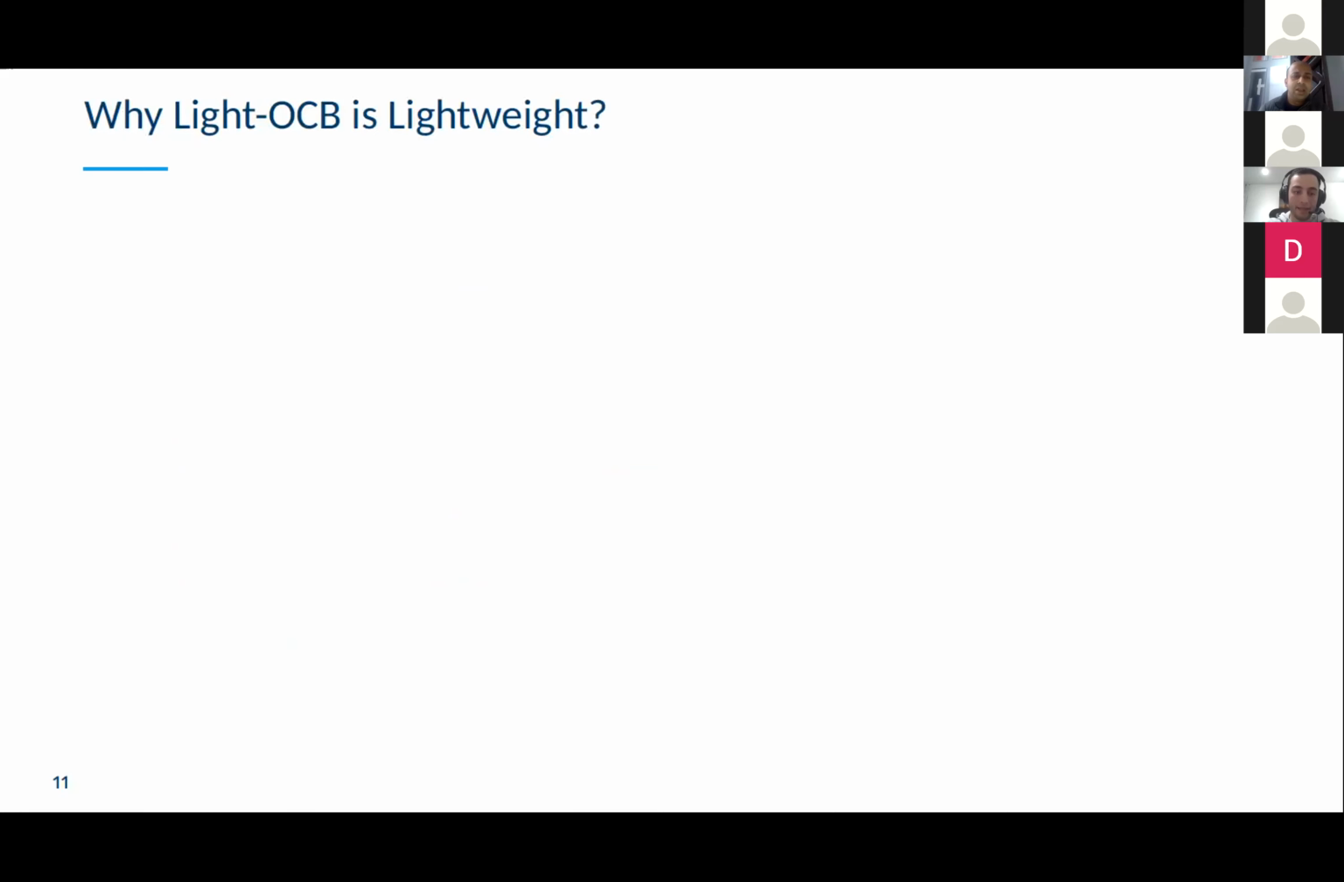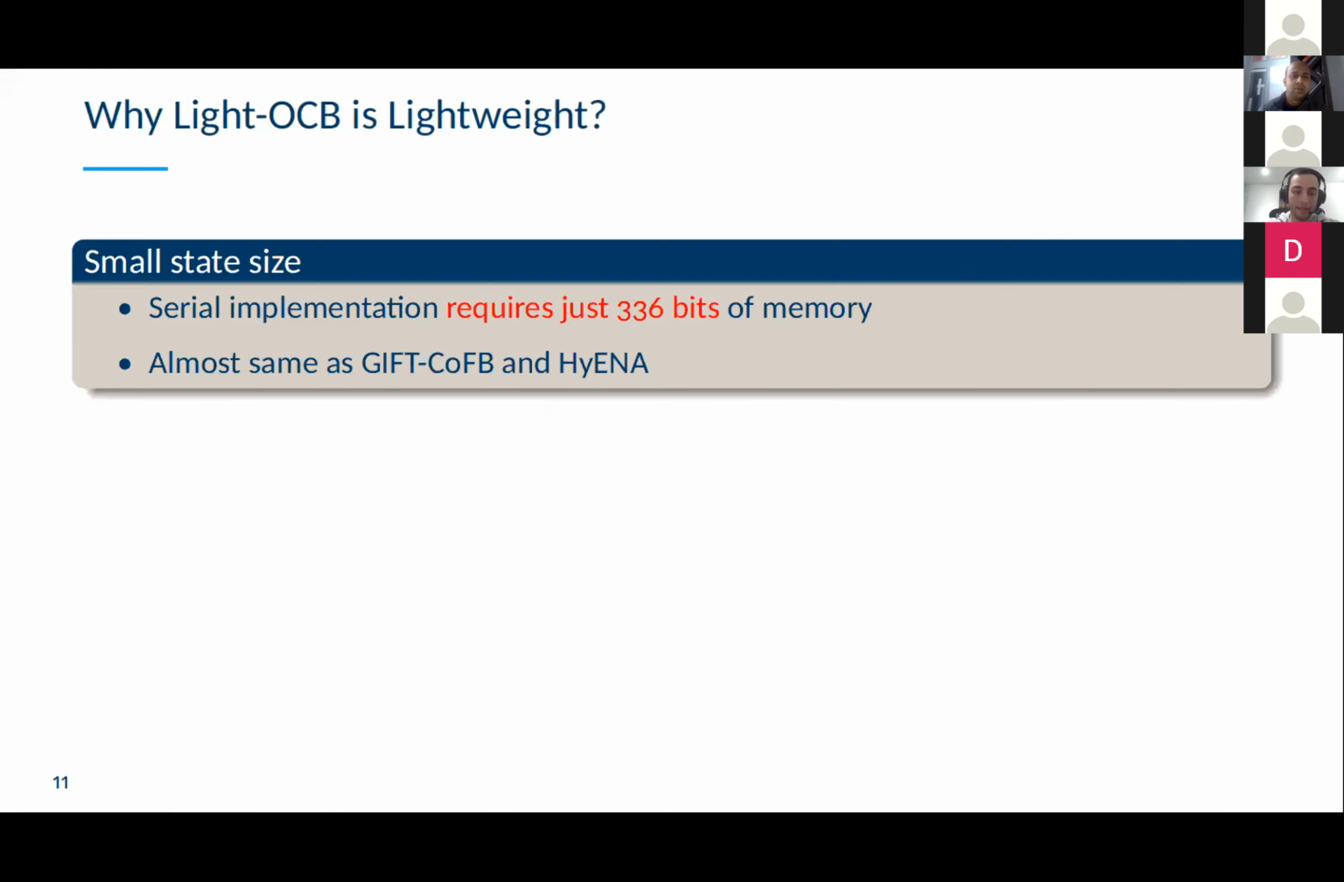Now, why is Light-OCB lightweight? Light-OCB is lightweight because if we add up all the states, we have the block cipher state, the key state, the checksum states, the state to store the tweaks, and some other additional state for the control unit. Adding up everything, we get only 336 bits of memory, 336-bit registers are needed to store the overall state. And it is almost the same as GIFT-COFB and HYENA.